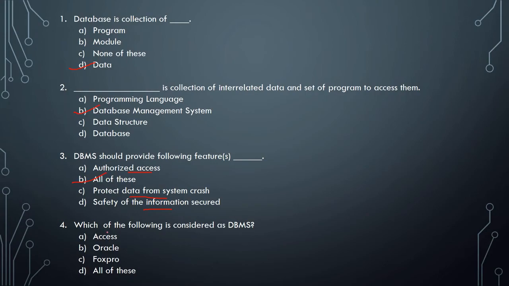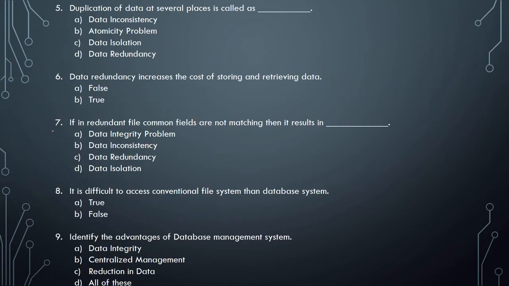Next one, which of the following is considered DBMS? Now, see here, we have no idea about FoxPro, right? Many of you haven't learned what FoxPro is. So, Access is a database. We all know that. It's a Microsoft Access suite. Oracle is a database, correct. Then, if we have two options, then by default, FoxPro is also a database. So, the answer is all of these. Okay. Now, the next one.